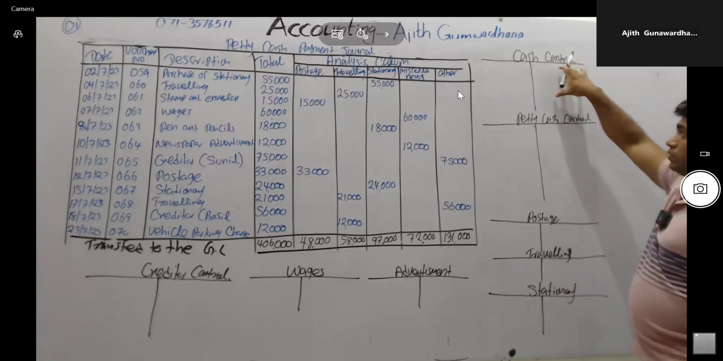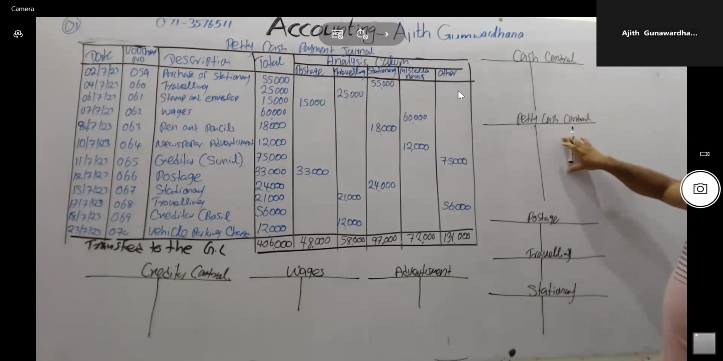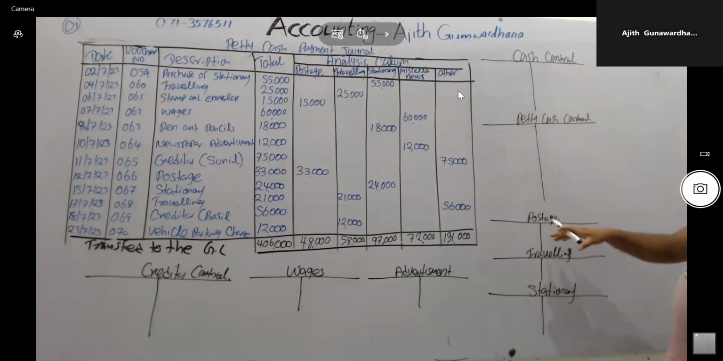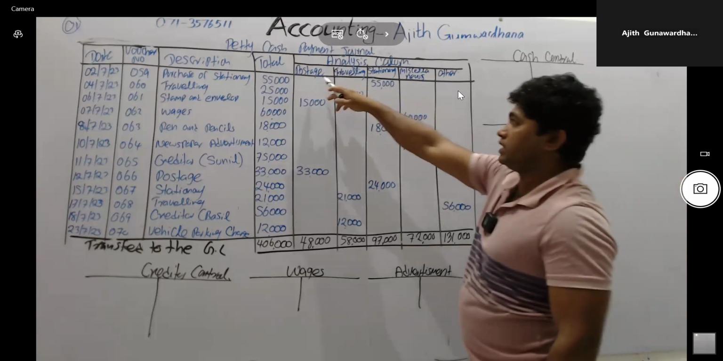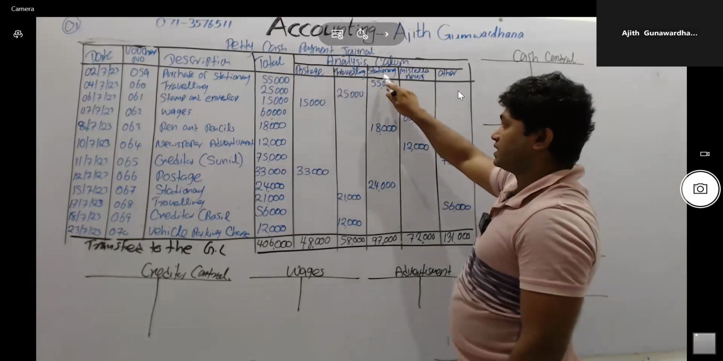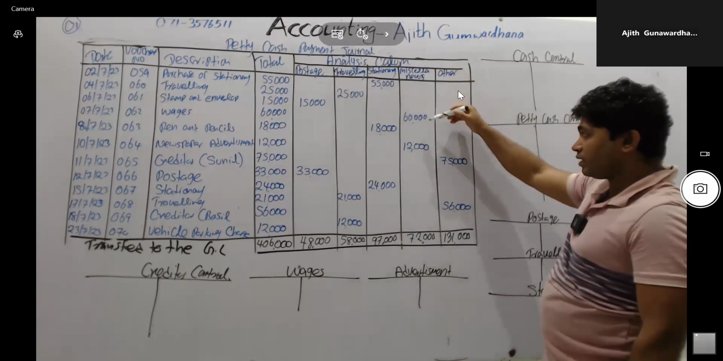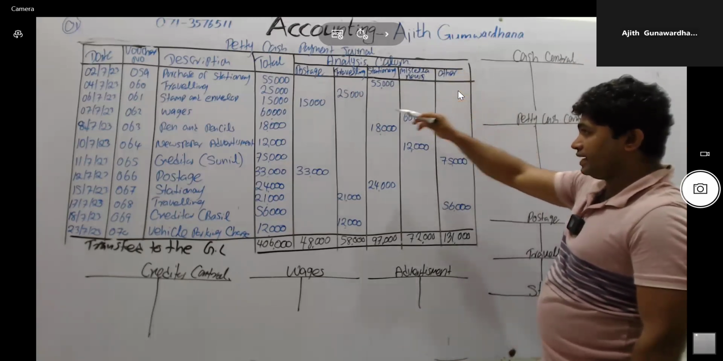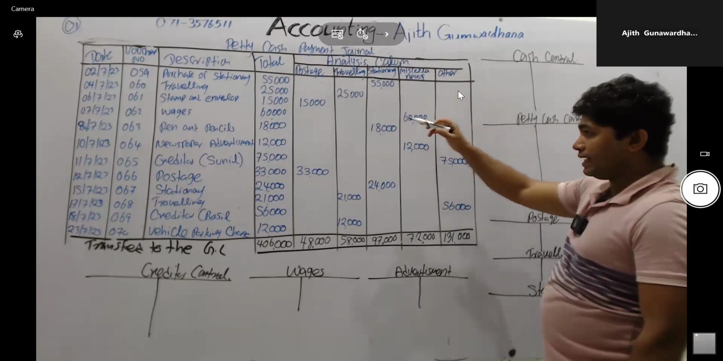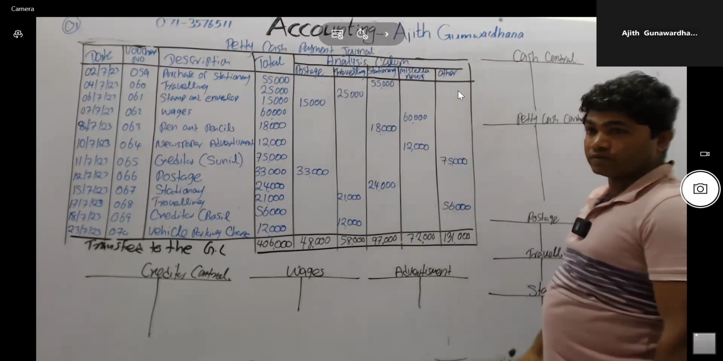Prepare cash control accounts, petty cash control accounts, and small ledger accounts for postage, traveling, stationery. Separate accounts should be made for these, and also separate accounts for miscellaneous. Wages separate ledger account and newspaper advertisement also separate ledger account.